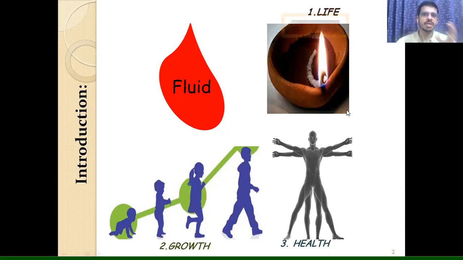So when we talk about blood, it is often considered to be the fluid of life. That is because of the simple fact that it is involved in the transport of nutrients, vital nutrients, and oxygen to different parts of the body. And this is very important for the viability of a cell. It's also known as the fluid of growth.